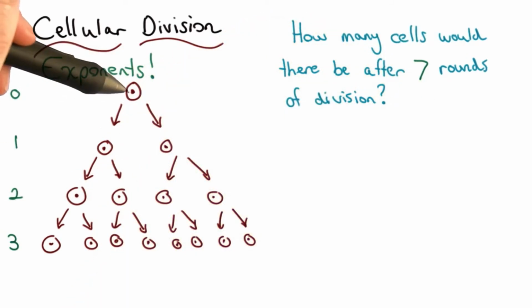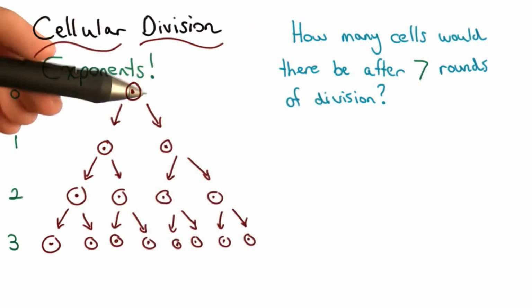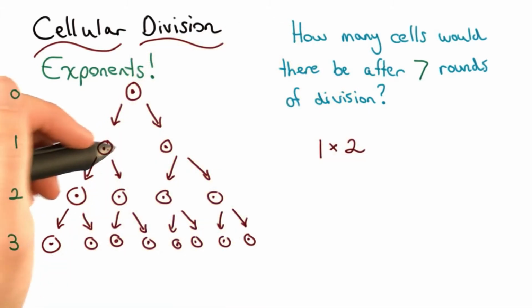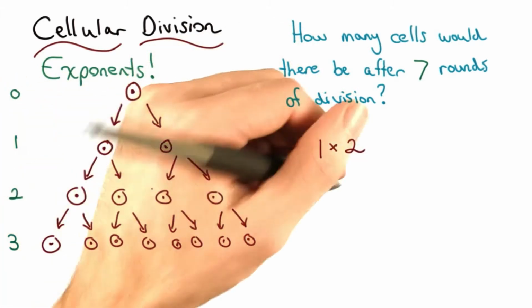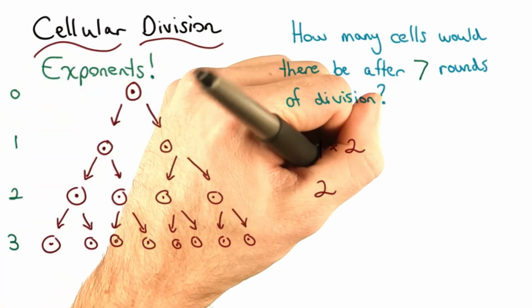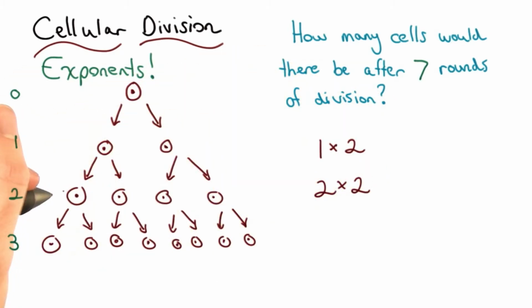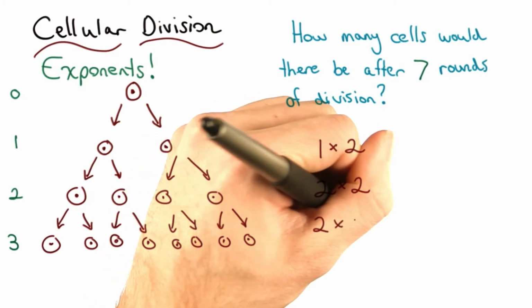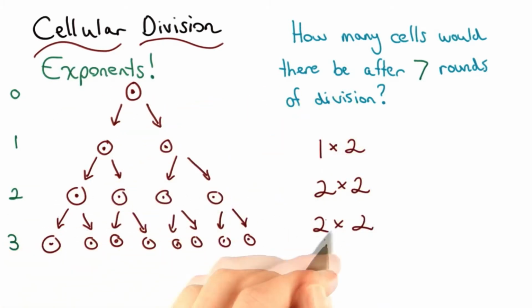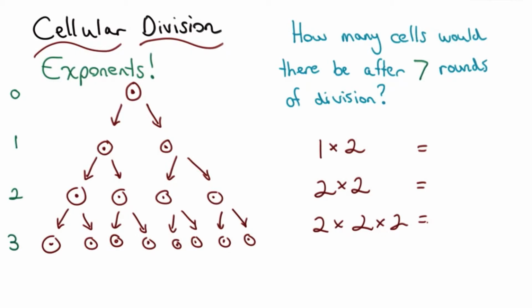Okay, I know I started with 1 cell, and that cell doubled, so I have 1 times 2. Then each of these cells also doubled, so I have 2 cells doubling, or 2 times 2. Then I have 4 cells. Each of these 4 cells also doubled, so I have 2 times 2. Those are my 4 cells, and then they're going to double. There's got to be an easier way to write this.